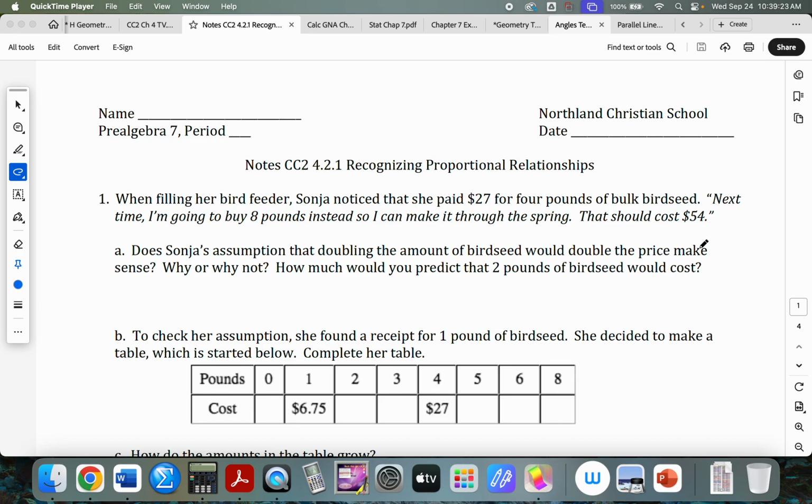Today we're going on to a new section in Chapter 4 on proportional relationships. We're going to make a lot of use out of proportional relationships in this class. And if you can get good at proportional relationships, there's all kinds of math problems that you can do pretty easily. So let's take a look.